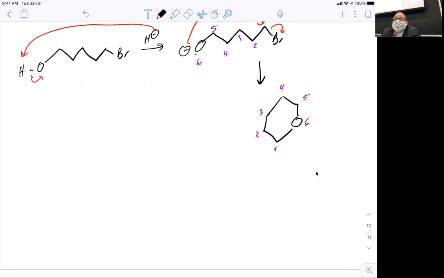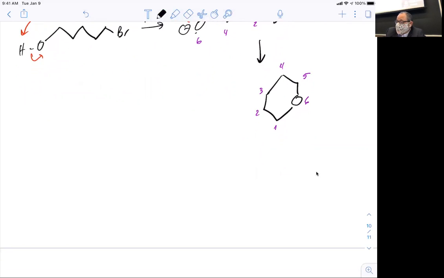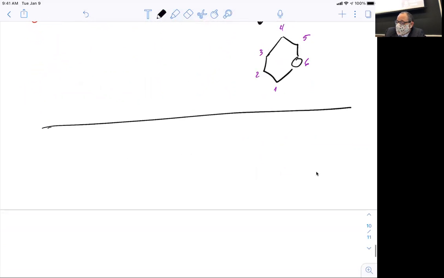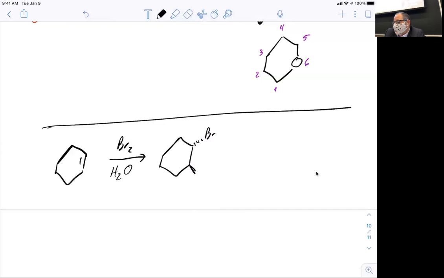Now, it does turn out that 3-membered rings do work, but only if they're set up just right. So let's say that we took this alkene and we did the halohydrin reaction. Okay. And so we got our bromine and we've got our alcohol.